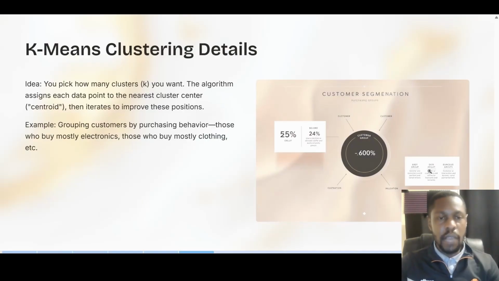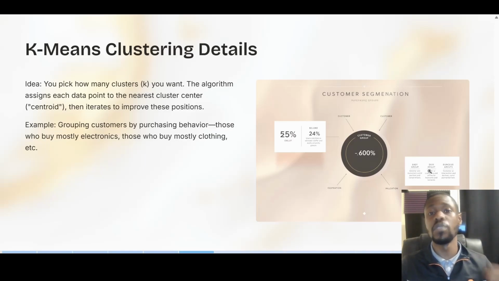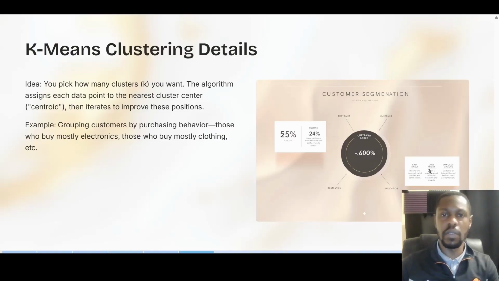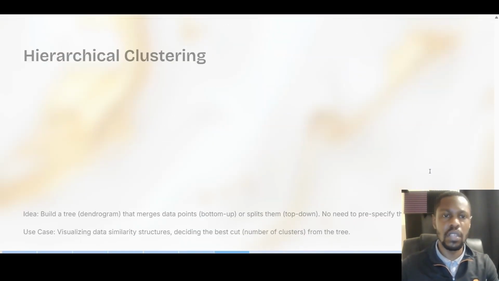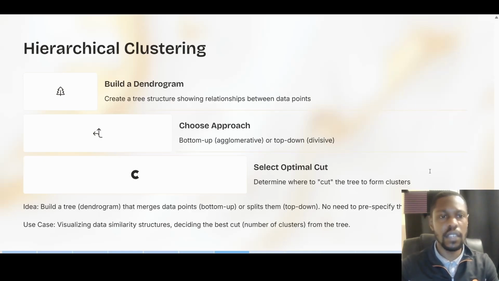So with k-means clustering, the idea is essentially that you pick how many clusters you want. Of course, we've said that this number is represented as k, so it could be k equals 3, which means we have 3 groups, or k equals 4, meaning we have 4 groups. And then the algorithm assigns each data point to the nearest cluster center, known as a centroid. We then iterate this over and over again to improve these positions. So as an example, you're grouping customers by their purchasing behavior, those who buy mostly electronics and those who buy mostly clothing. Don't worry, we're going to take a look at some proper examples later on in this lesson.